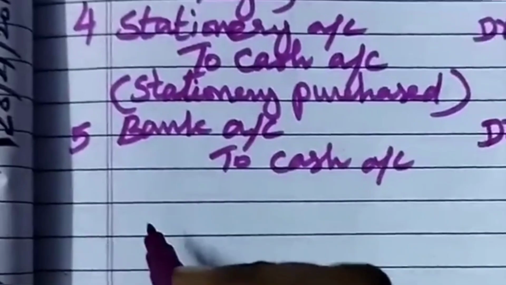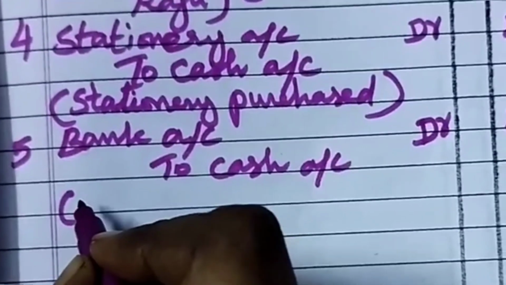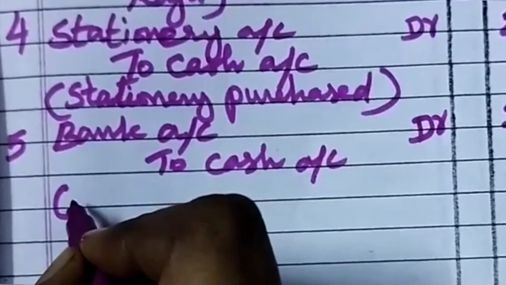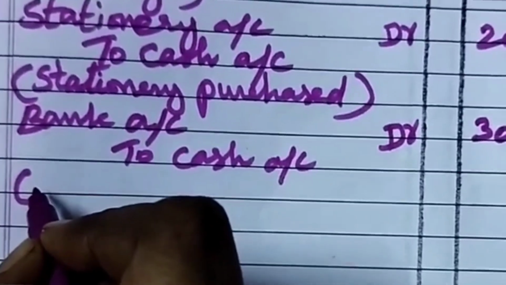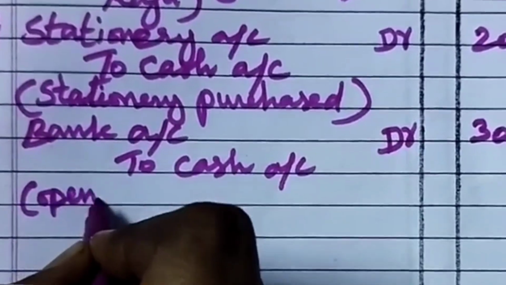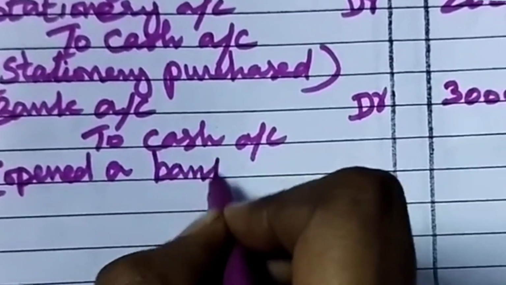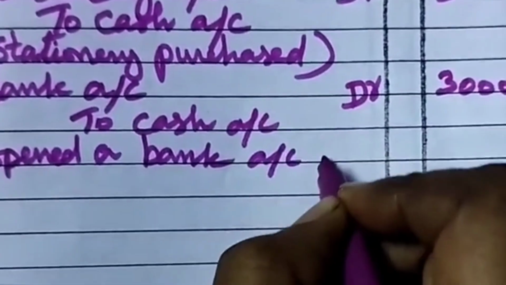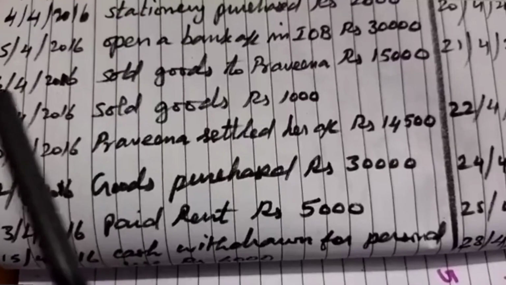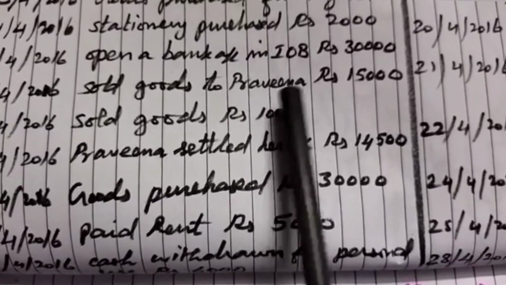Then we have to write the narration. Narration means, already I told, it's a short information about the journal entry. So here what we have to write? In the question what is given, the same sentence you can write. Open a bank account in IOB. Opened. Maximum in past tense you have to write. Opened a bank account in the IOB.